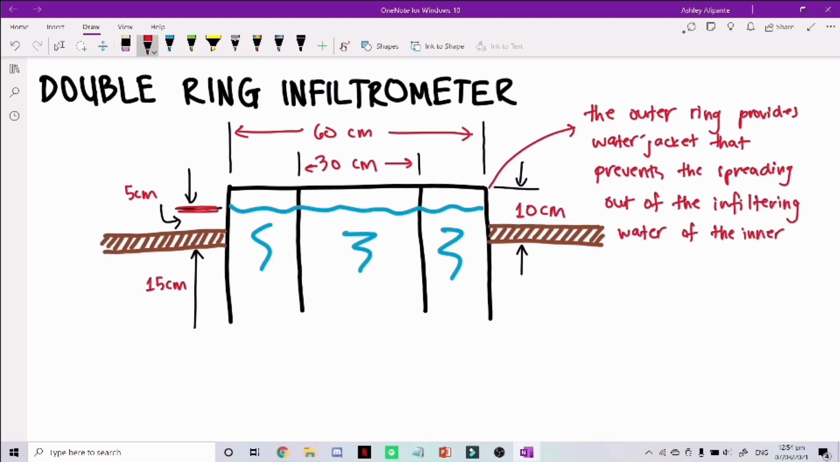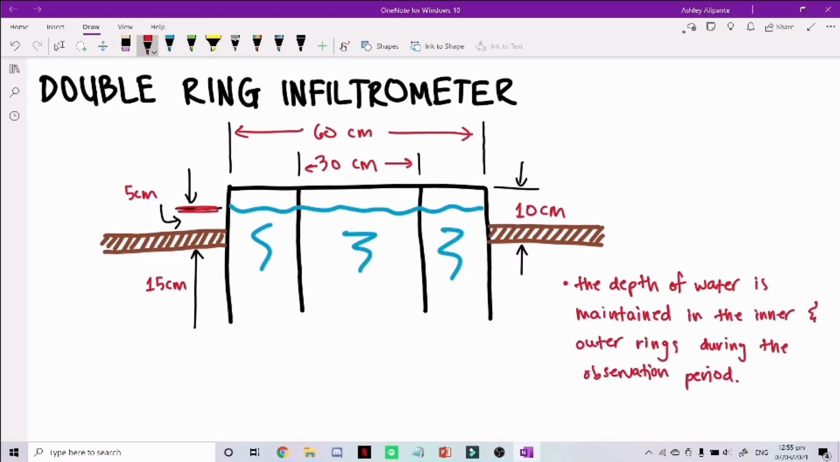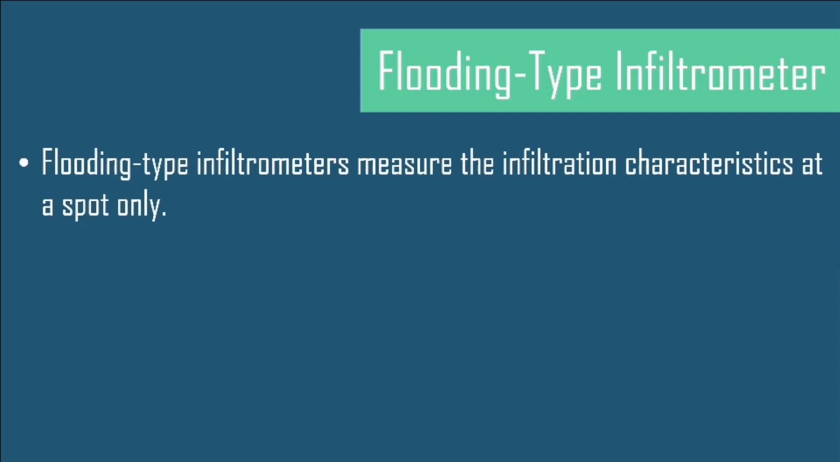Mine-maintain din ang lalim ng tubig sa inner at outer rings during the observation period, pero the measurement of the water volume is only done on the inner ring. The experiment is carried out until a constant infiltration rate is obtained. Again, merong perforated disc na nilalagay to prevent the formation of turbidity and etc. Although flooding type infiltrometers measure the infiltration characteristics at a spot only, a large number of pre-planned experiments are necessary to obtain representative infiltration characteristics for an entire watershed.